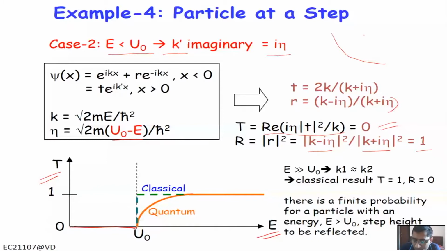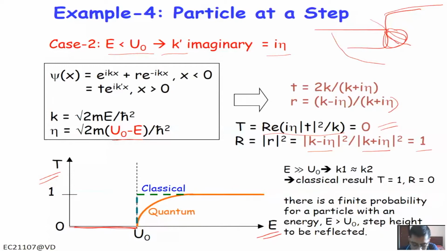So if you have a potential here and energy less than u naught, you may have a wave going like this, but it is not traveling, right? It is decaying here. So we say there is no transmission. You understand? The wave entering here doesn't mean it is transmitted. It is decaying here, right? So for energy less than the potential barrier, there is no transmission, whether it is classical or quantum mechanics.